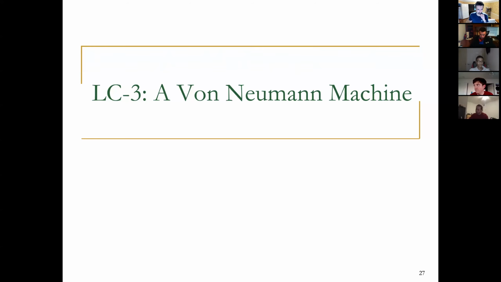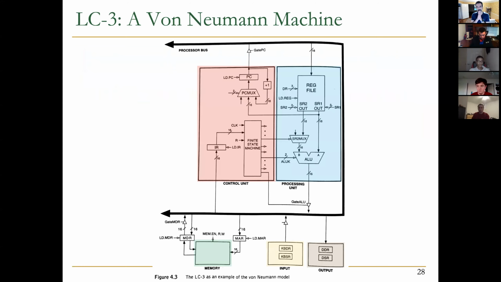Let's look at what is inside LC-3. This is the way LC-3 is implemented, and you see these 5 units in one Neumann model already here, right? You have input, output down there. You have memory again down there. You see MAR and MDR, how these are connected to the memory.